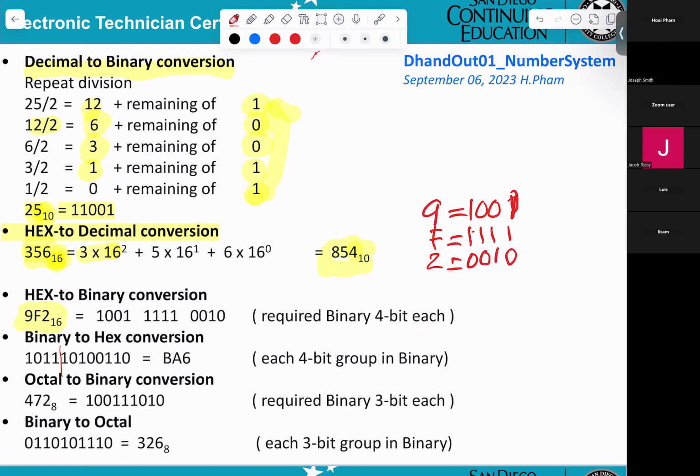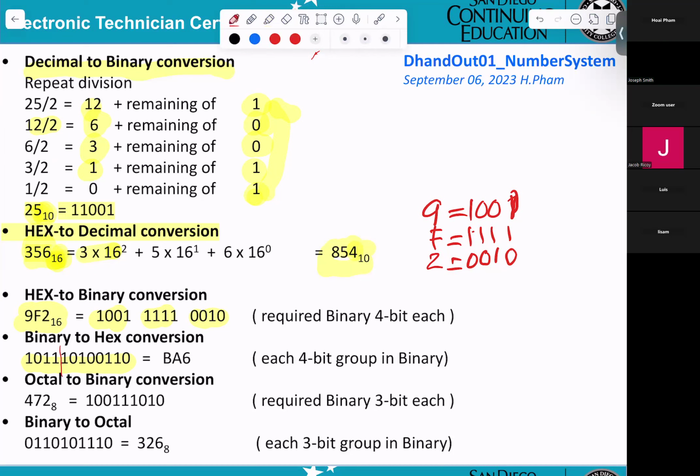Later on you get a table showing you. And after you're doing it for a while, not a big deal. Okay? So now you can see this is a 9, this is an F, this is a 2. That means you get hex, you're converting to binary. And now you get a binary here. You're going to convert into hex.